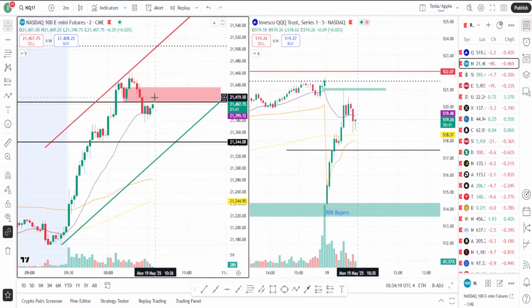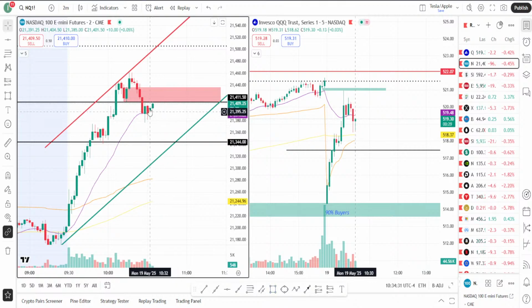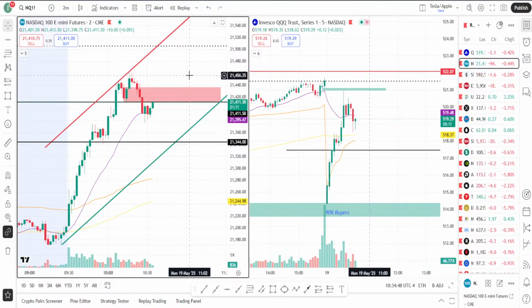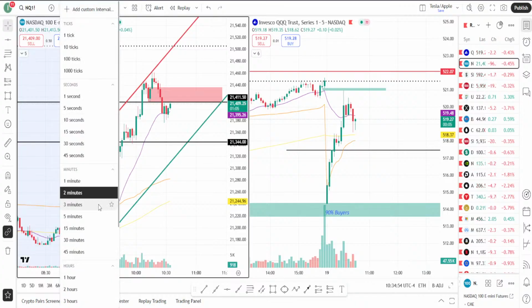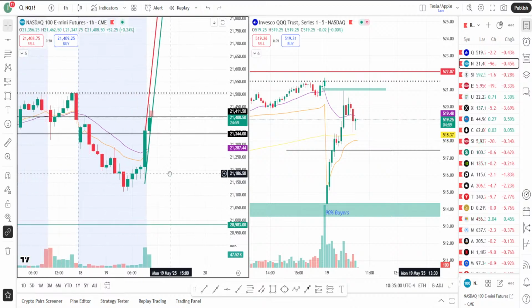We could be making a lower high here. If we do get some kind of push up here, looking to see some weak buyers. Let me go back out. Let's go back up a few time frames here just to get a better look.